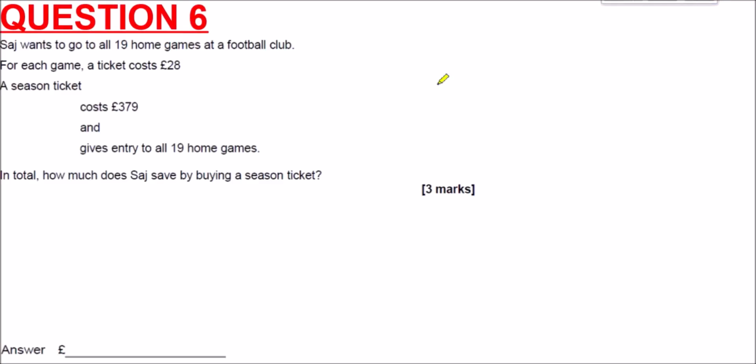Question 6 is a money question. So Sarge wants to go to all 19 home games at a football club. For each game a ticket costs £28. He can, however, if he wants to, buy a season ticket. A season ticket costs £379 and gives him entry to all 19 home games. So we need to work out how much he'd save by buying a season ticket.